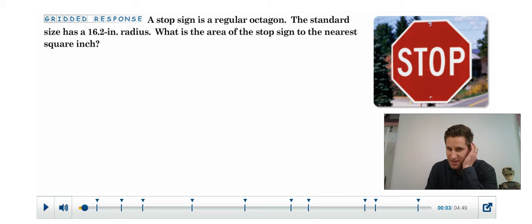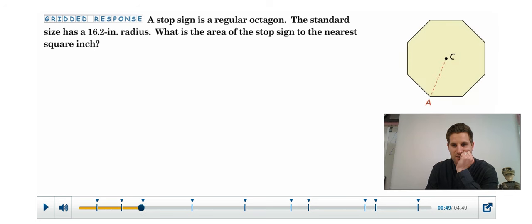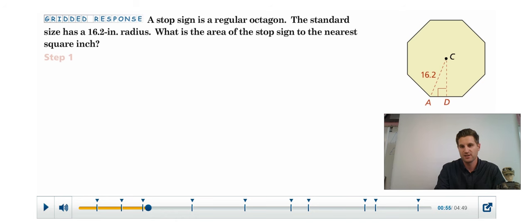Let's take a look. It says a stop sign is a regular octagon. So we got octagon here. The standard size has 16.2 radius. What's the area of the stop sign to the nearest square inch? I believe they help us out with the picture here, and we'll go right to there. Okay. So now we have this piece, but we don't have this piece. So we got to do actually a little extra work on this problem. But we have an octagon here. We can still find that central angle, so that's our first goal, is let's find the central angle.